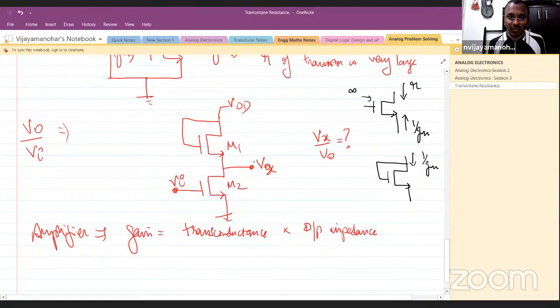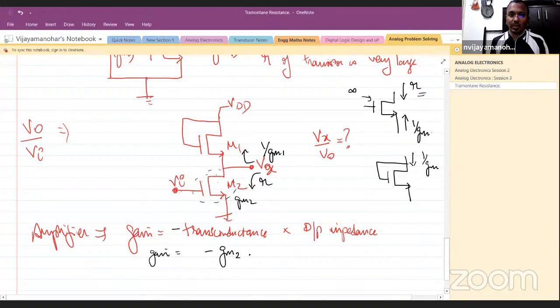Now, what is the impedance looking from here? The impedance looking here is 1 by Gm1 because it is the impedance looking into the source. What will be the impedance looking into the drain? It will be R. This is the amplifier, so the transconductance of the amplifier will be Gm2. So the gain here will be minus Gm2, because from gate to drain there will be a 180-degree phase shift, into the output impedance. Output impedance is this R and 1 by Gm in parallel, because VDD is also like ground for me in the small signal picture.